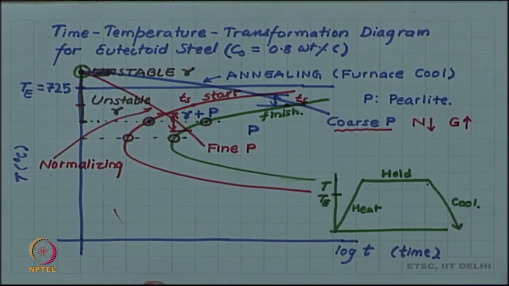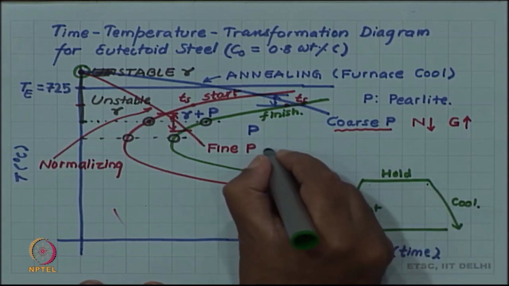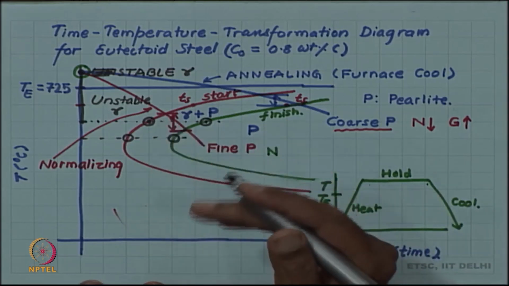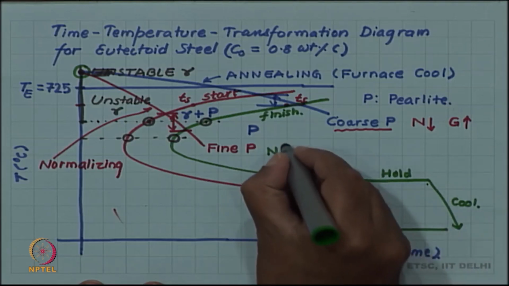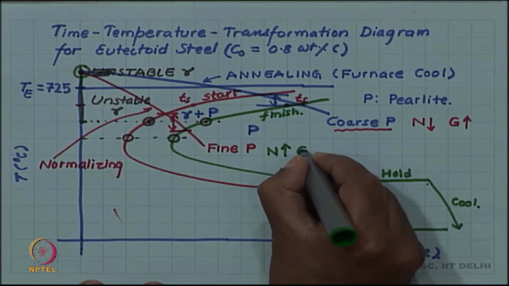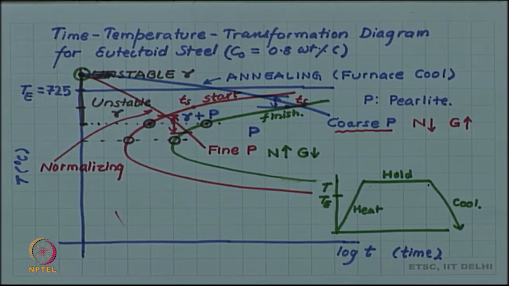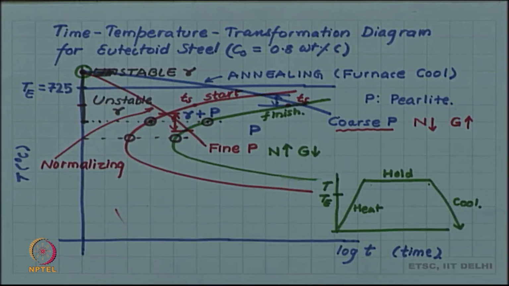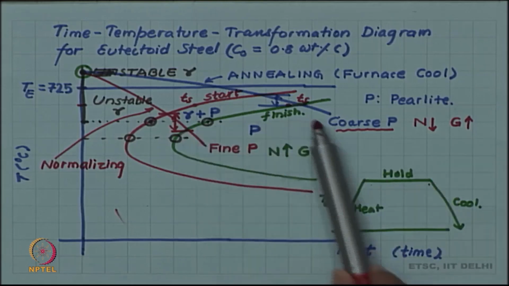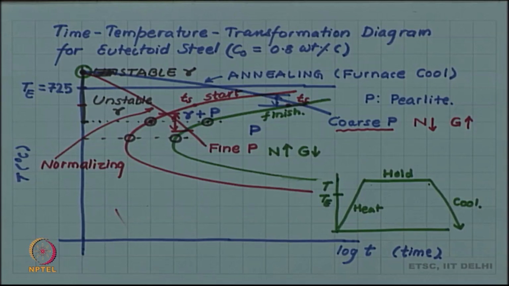In the fine pearlite, the reverse is the case. Here the nucleation rate, since the transformation temperature has now come down, at lower temperature nucleation dominates. So, the nucleation rate is high, the growth rate is less, and this will give us fine pearlite. So, annealing and normalizing can be understood in terms of the TTT diagram and the dependence of nucleation and growth rate with respect to the temperature. We will continue to use the TTT diagram to understand other heat treatments which we discussed, in future videos.